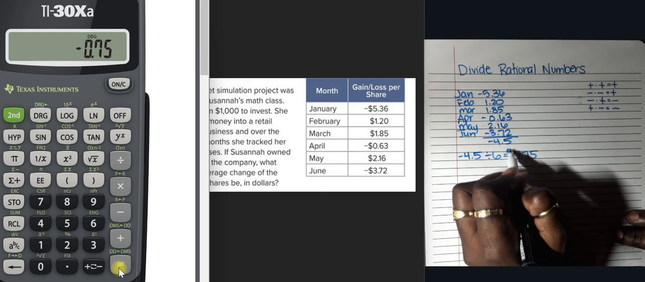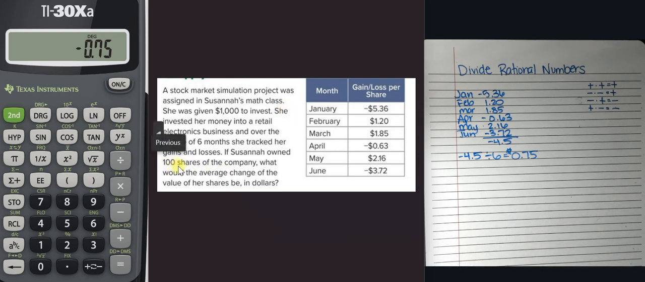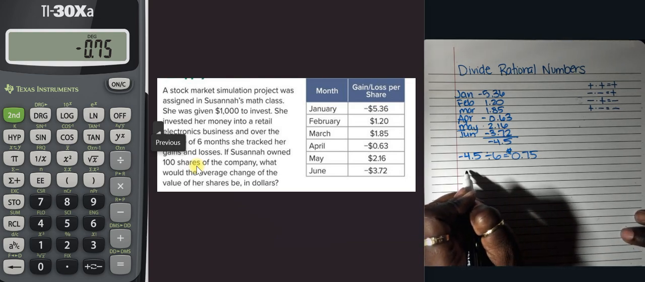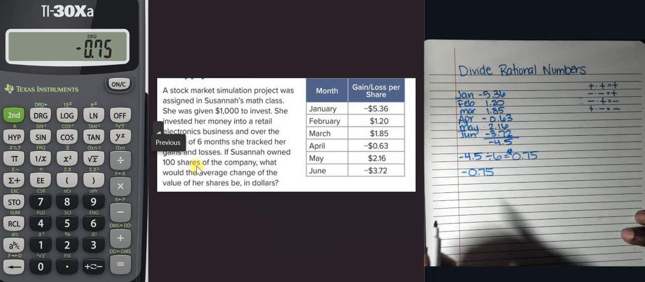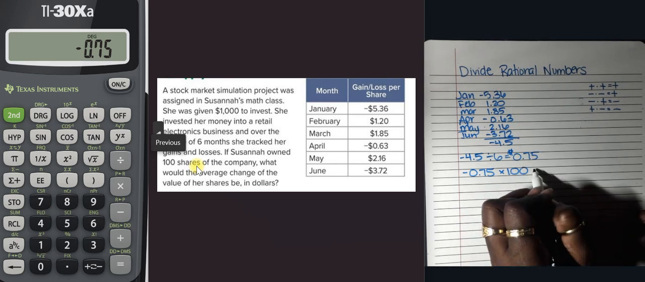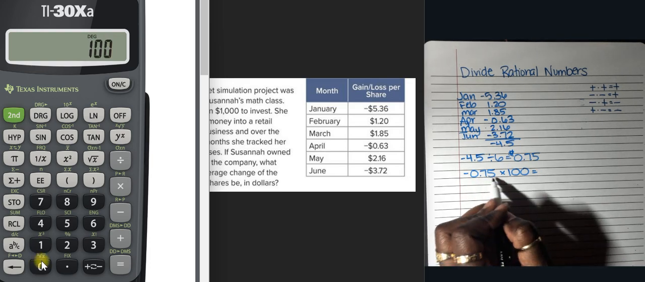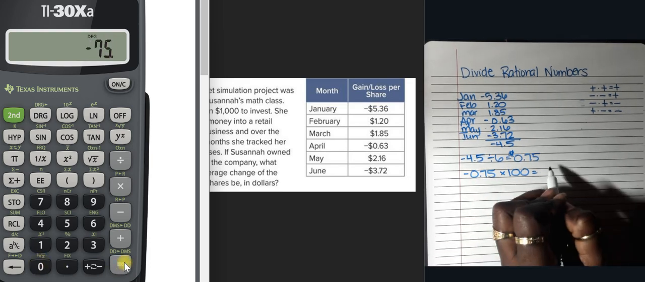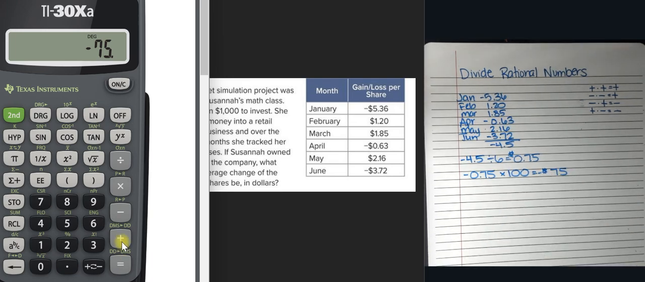75 cents per share. Now remember in the story, how many shares does she have? Well, she has 100 shares of the company. So what that means is she is losing negative 75 cents per share. And we're going to multiply that by the number of shares that she has, which is 100. If you multiply this by 100, you could just shift the decimal 2 places, but remember you can plug it in. Then what she ends up with is minus $75. So over the 6 months, she has lost an average of $75.